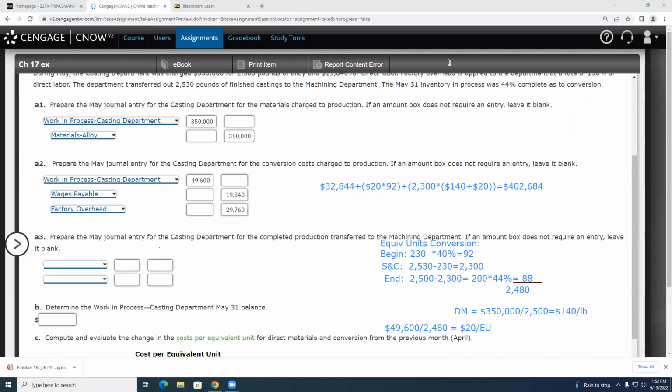So in case I'm not being clear about this, this represents the cost of the beginning inventory. The $32,844 was given, and the $20 per unit times 92 units of conversion cost finishes those up. And then the second part of this equation is the 2,300 units that were started and completed. So we have all the direct materials, all the conversion cost. Does anyone have questions about that?